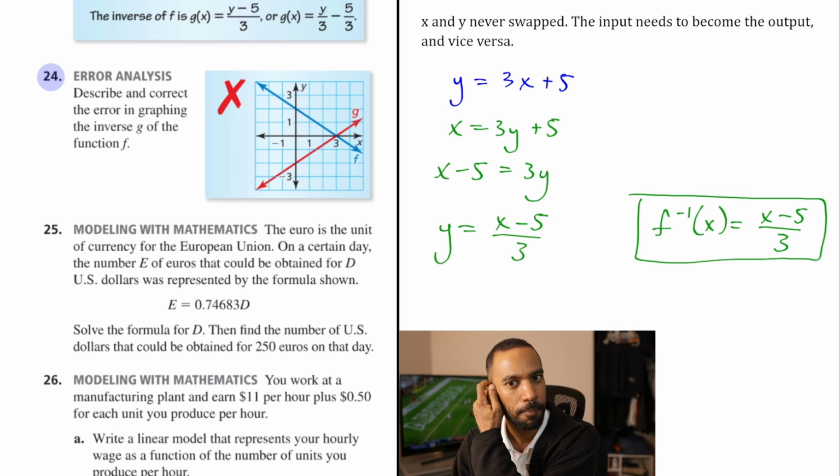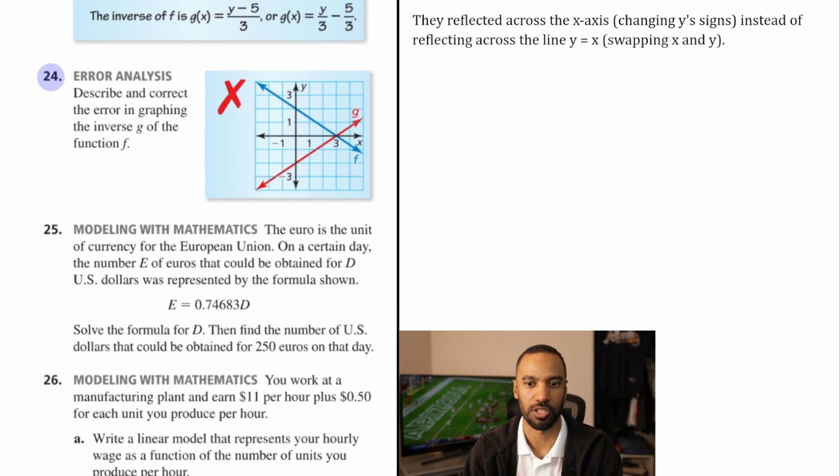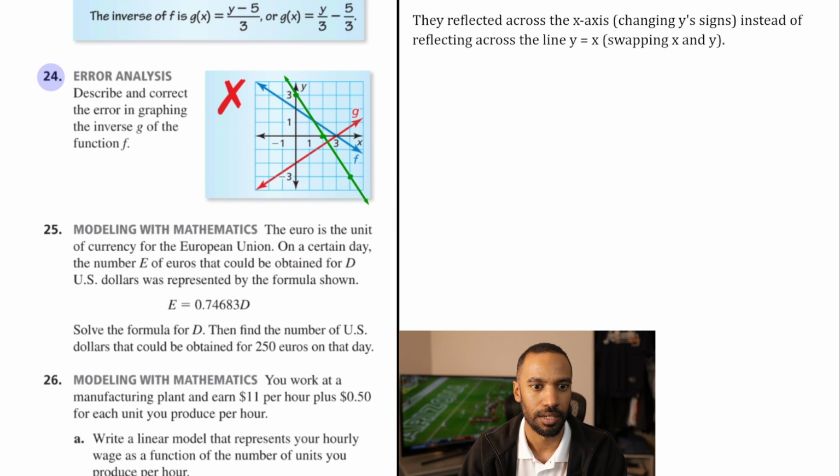So that's what I put here, and I said they reflected across the x-axis, changing y signs instead of reflecting across the line, and then I drew the correction, if you will, right? I think, what, like that? I think like that.